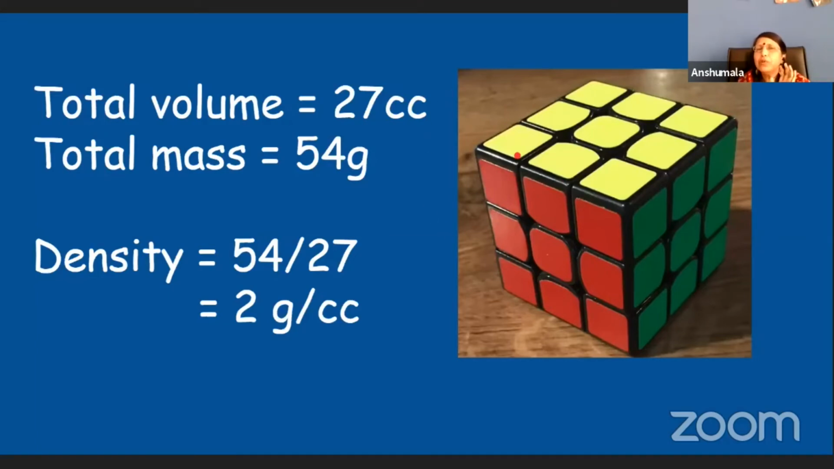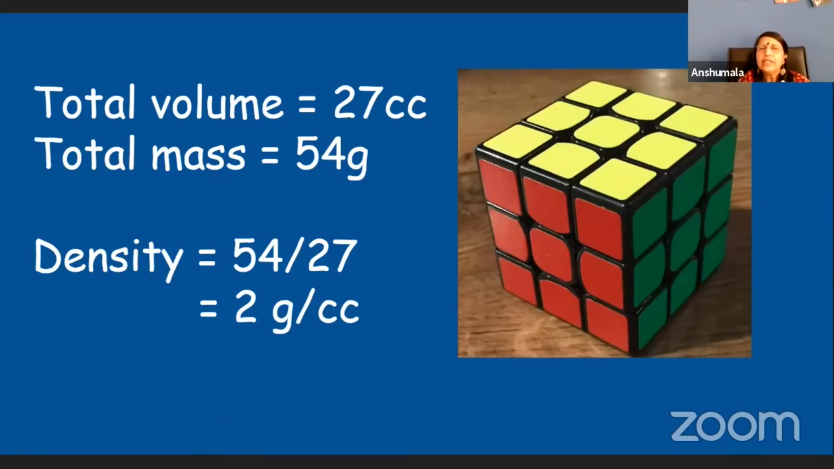Can you make out? If you count them all, 1, 2, 3, 4, 5, 6, 7, 8, 9. So 9 on the top layer, then there is the lower layer, not fully visible, but it will again have 9. Then the third layer below will again have 9. So there's 27. So the total volume is 27 and the total mass is, suppose, 54. I've taken just a convenient figure.